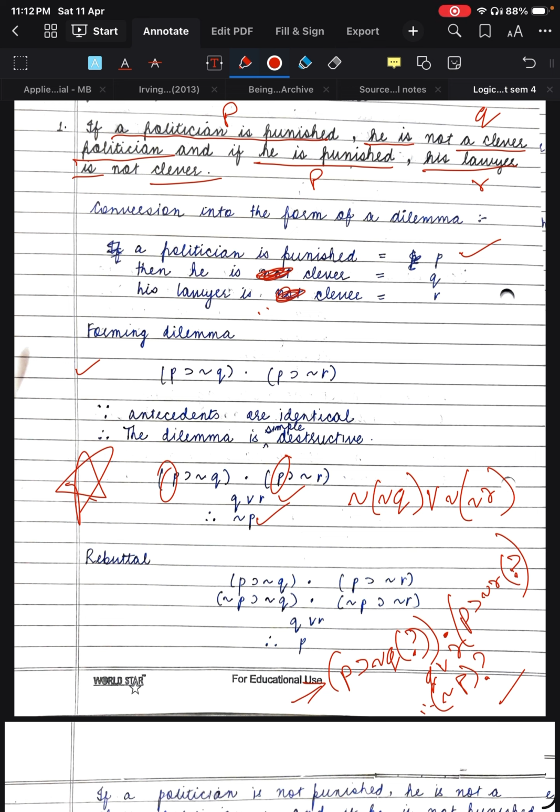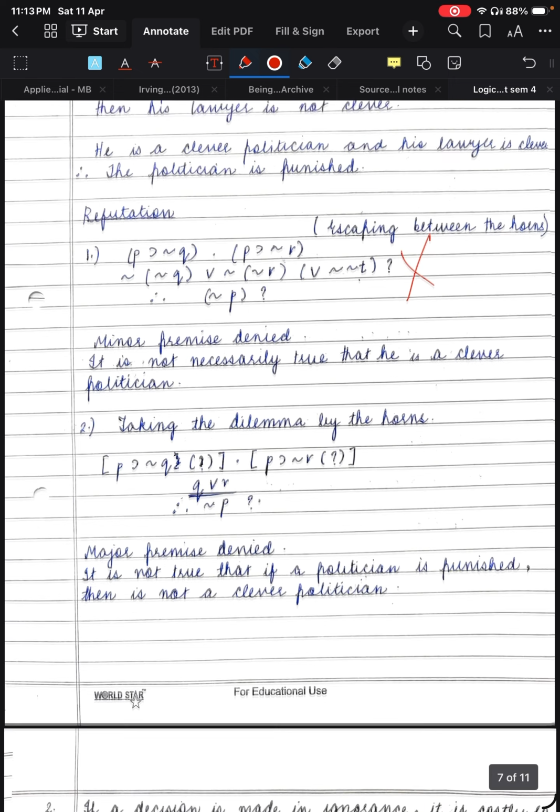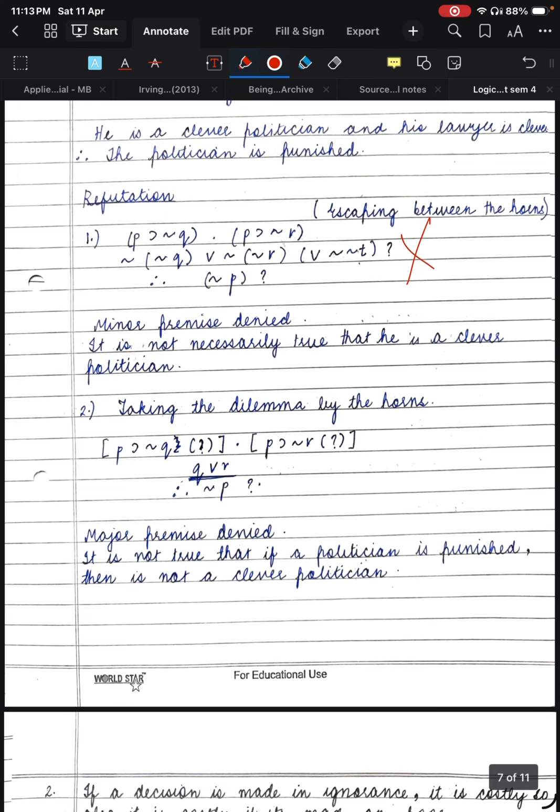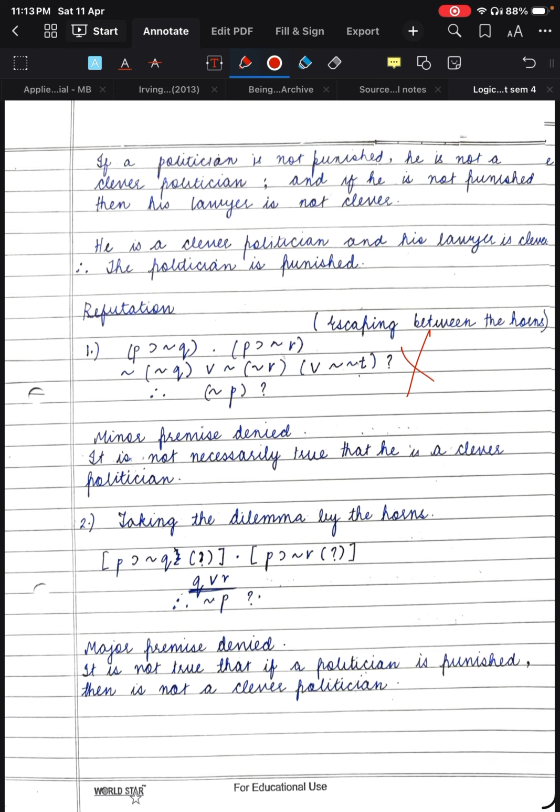Now, when you're given an exam with 13 mark question, you have to do one more step. You just have to write the proposition in words जो भी आपने चेंज किया. So refutation 1 में आपने major premise के साथ चेंज किया, तो you have to write P doesn't necessarily imply not Q, or P doesn't necessarily imply not R. ठीक है, that's it. So basically you are raising a doubt on the consequence. So यहाँ पे आपको लिखना है a politician, if a politician is punished, then it is not necessarily true that he is not a clever politician, or if a politician is punished, it is not necessarily true that his lawyer is not clever. That's it.